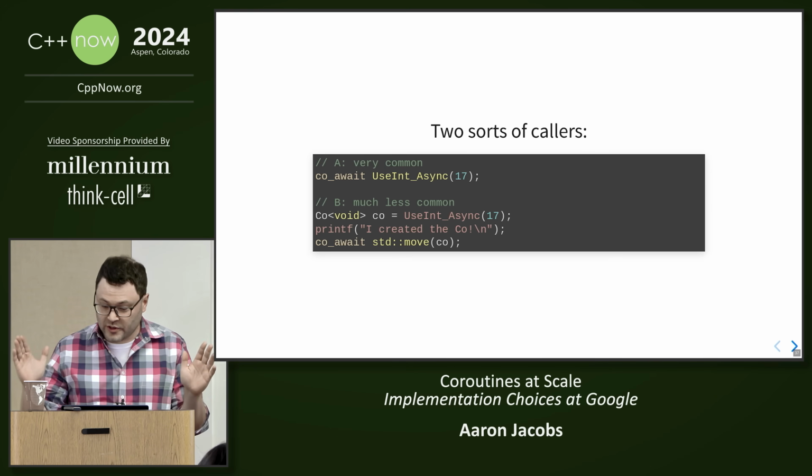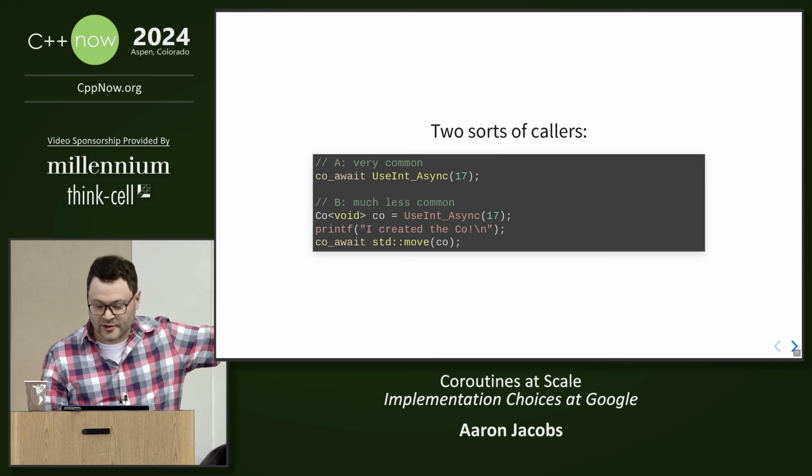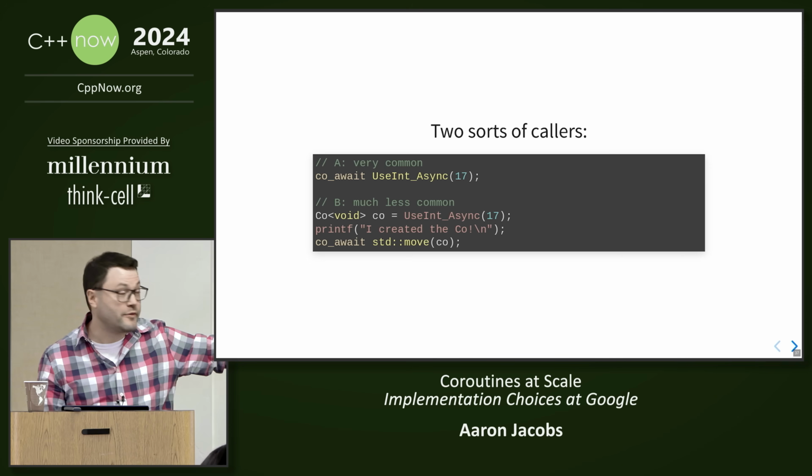So our answer here is really simple. We just ban form B. You're not even allowed to do this in the K3 coroutine library. It won't even compile.